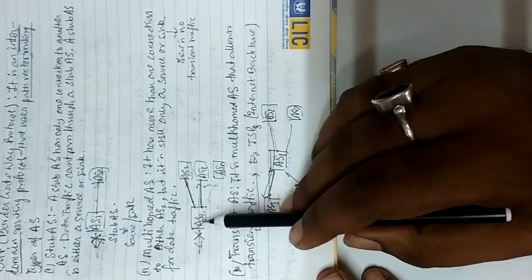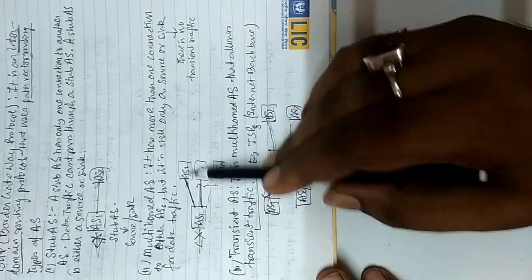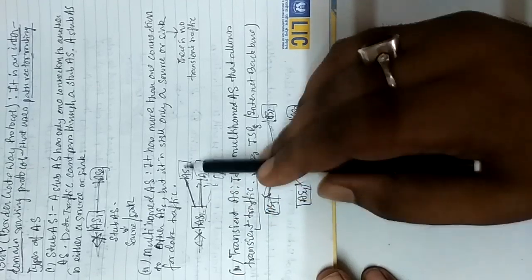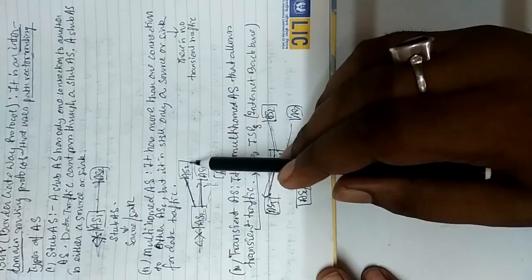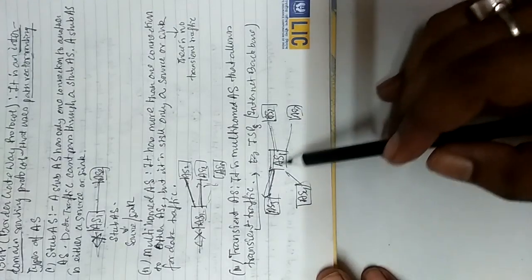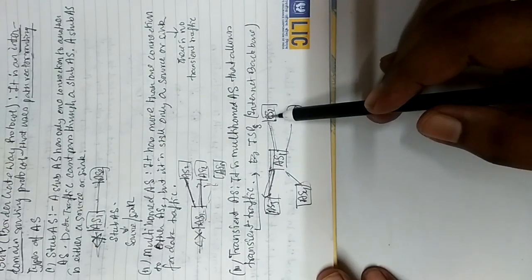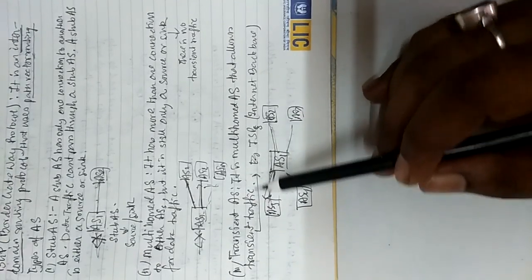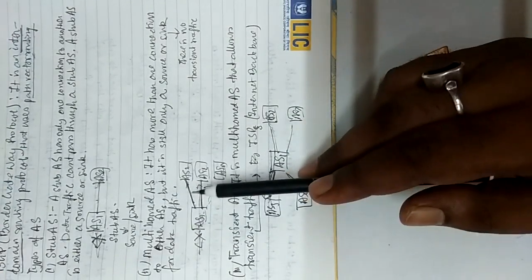But in this case, AS2 can send only to AS1, and this is bidirectional, but AS2 cannot send anywhere else. But in this transient AS, AS2 can send the data traffic to anyone via this AS1. So this is the main difference between transient AS and multi-homed AS.